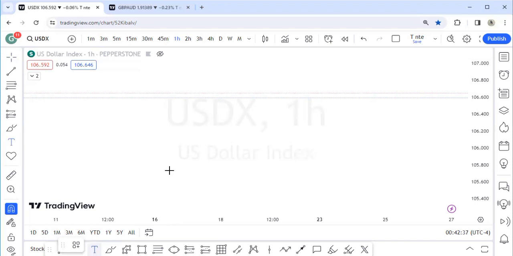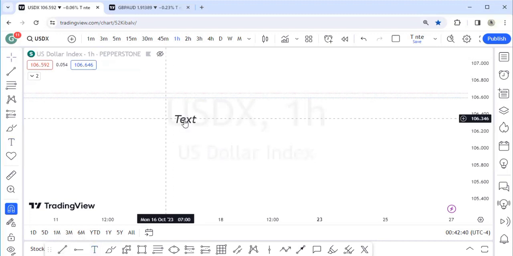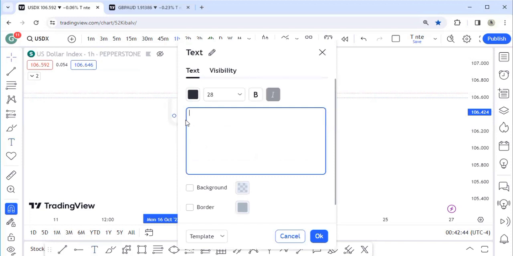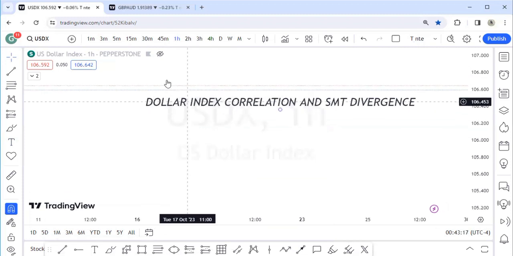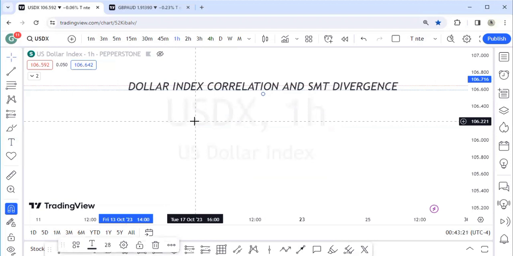One of those things I kept in my repertoire is what I refer to as the SMT correlation. So we're talking about the dollar index correlation and divergence, dollar index correlation and SMT divergence. Very important topic. This is something that you need to keep close to your chest. If you understand this topic alone, you have actually made the greatest breakthrough in your trading: dollar index correlation and SMT divergence.